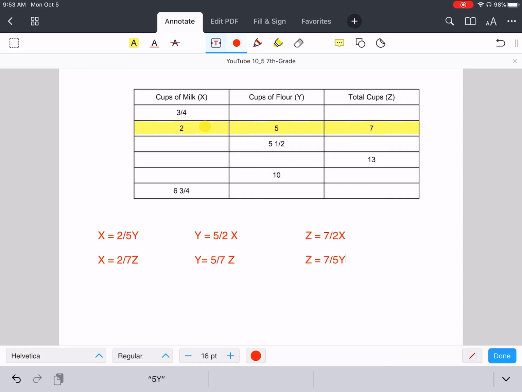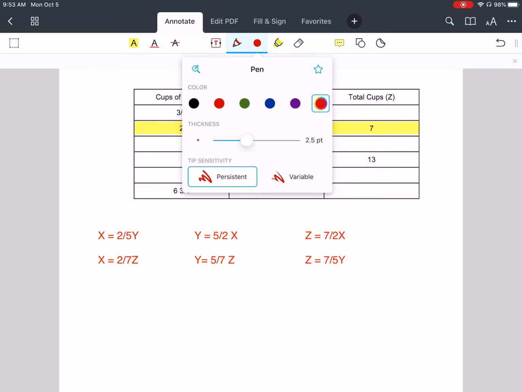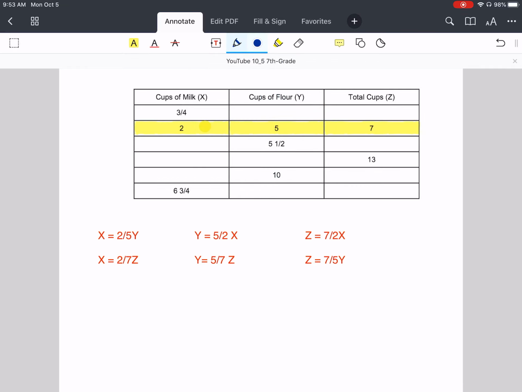So we're going to do the top row first. We know that x equals 3/4. So we're trying to find y and z. So the two equations that we're going to use for the top row would be the one that tells us what y equals if we know x, and the one that tells us what z equals if we know x. And in this case, we're going to replace both of these x's with 3/4 because that is how many cups of milk we have.